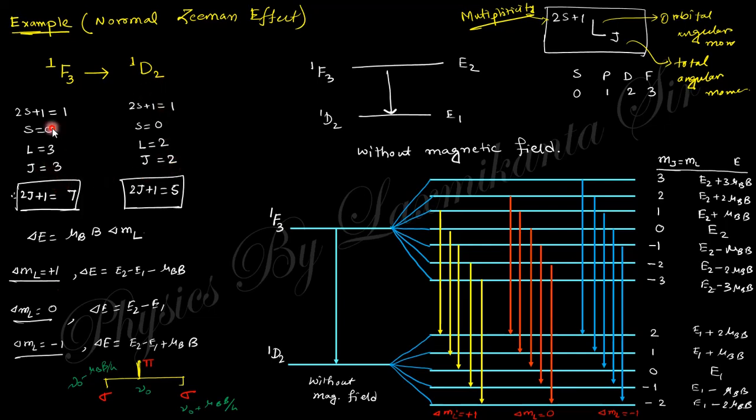So this is the energy splitting without a magnetic field. Without a magnetic field, this transition is actually happening. With the magnetic field, what transition will be happening? You need to derive it, right?